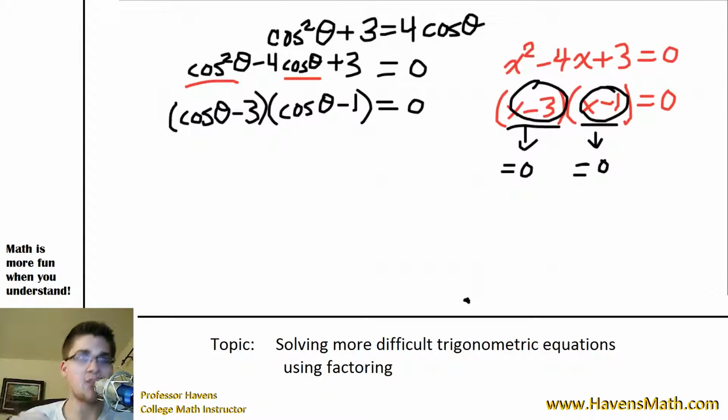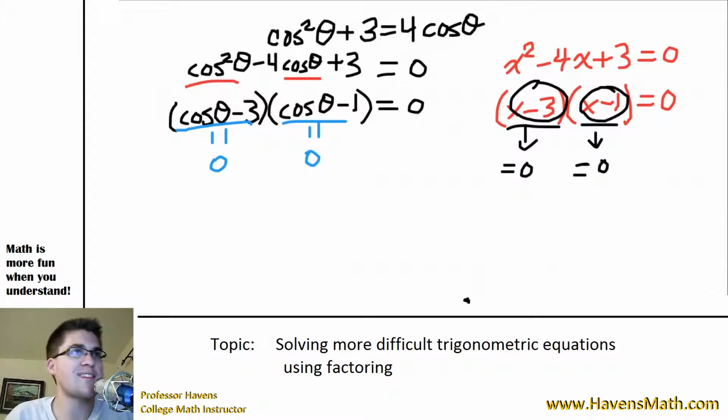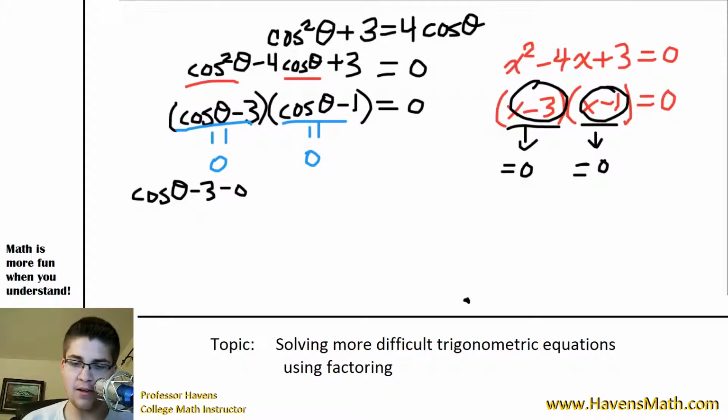So back to the trigonometric version over here, how we solve it is we set each of these two factors equal to 0 and solve each of those independently, assuming it has a solution. So we take this one, set it equal to 0, and take that one. So we need to figure out where cosine theta is 3 and where cosine theta is 1, assuming they could be. So what I would do is rewrite it as a new equation with two separate solution paths. We'd have cosine theta minus 3 is equal to 0. And from this one over here, we'd have cosine theta minus 1 is equal to 0.